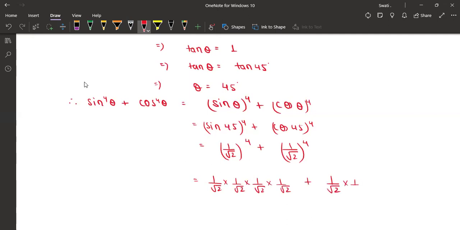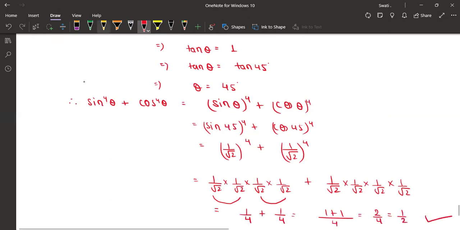And multiplying this is very, very simple. You know that root 2 into root 2 is 2, and root 2 into root 2 is 2. So it is actually 2 into 2, which is 4. So 1 upon 4. Similarly, this is also going to be 1 upon 4. And if you take LCM here, this is 4 and this is 1 plus 1. So that is 2 by 4, and that is nothing but 1 upon 2. That's the answer. Let's go to the next question now.